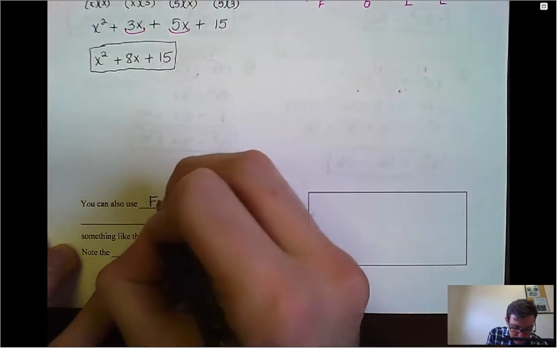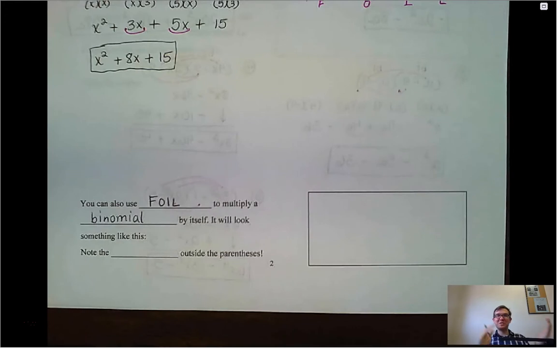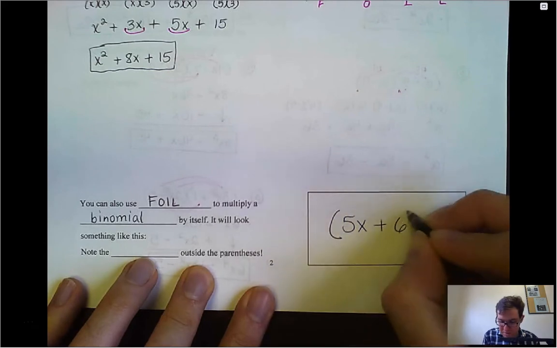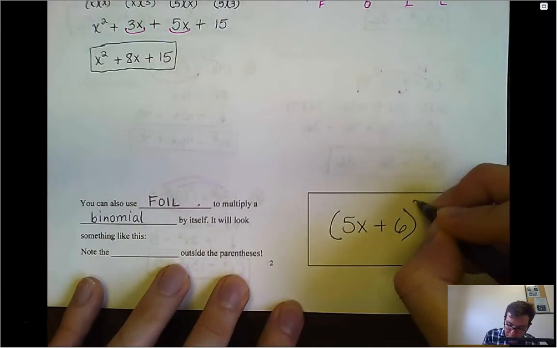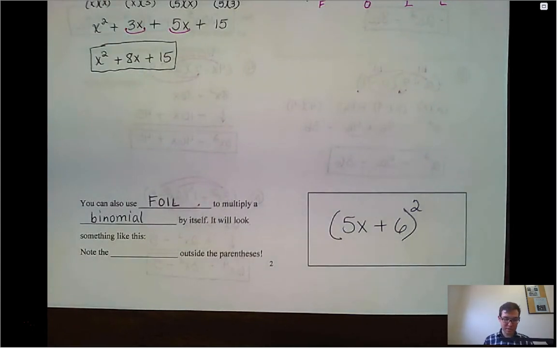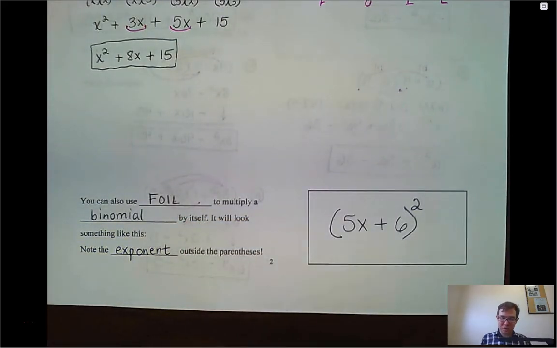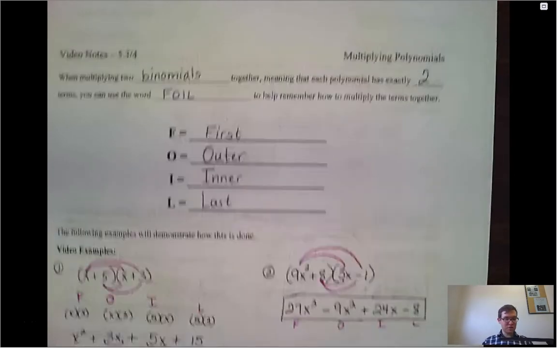We can also use FOIL to multiply a binomial by itself. Multiplying one binomial times another binomial also works if it's the same binomial. A quick example would be 5x plus 6 in parentheses. Rather than writing it out twice, because it's just multiplying it by itself, we put an exponent outside those parentheses. Take note of that exponent, it's a very important part of this problem. It just means that we're multiplying the binomial 5x plus 6 times the binomial 5x plus 6.